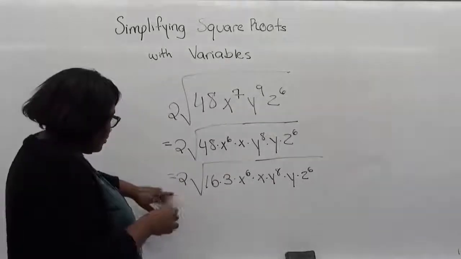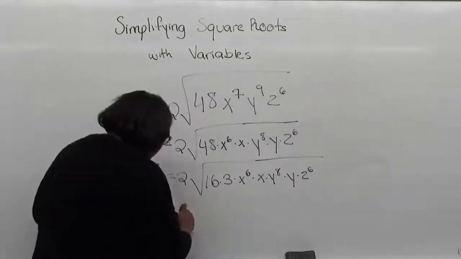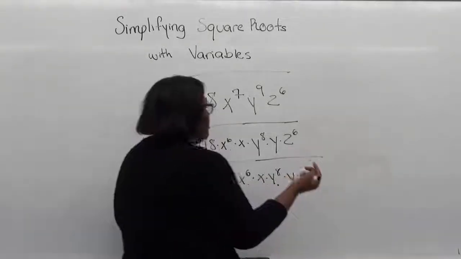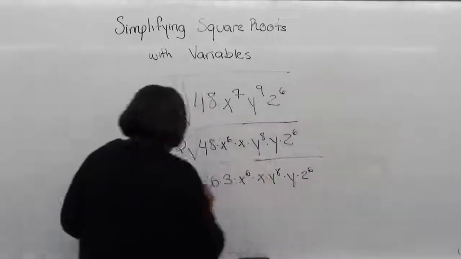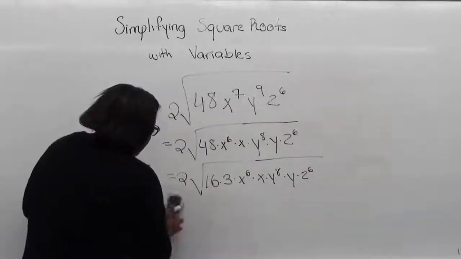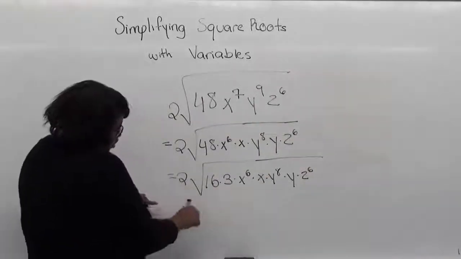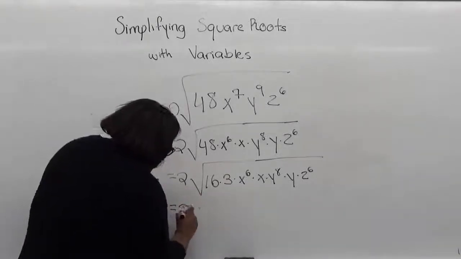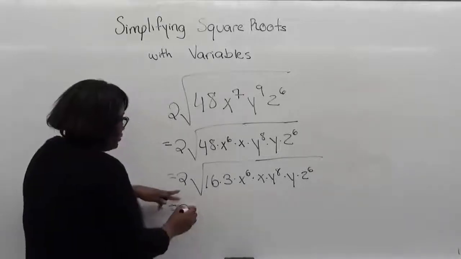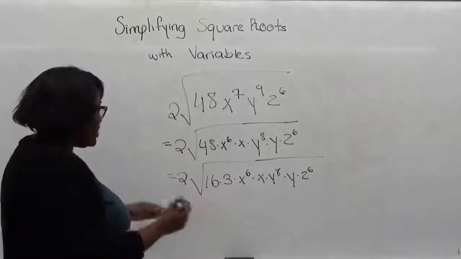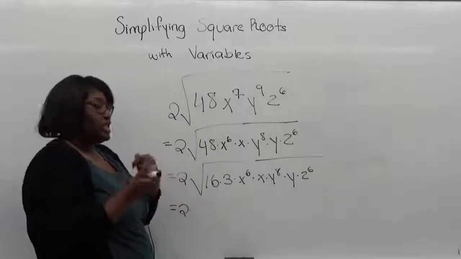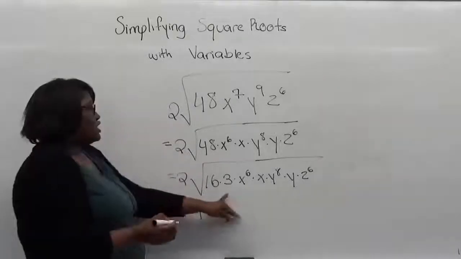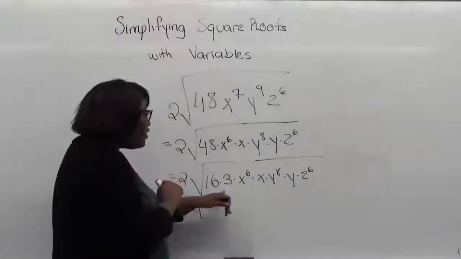Okay, so now that we've simplified everything, for our final answer here, we're going to take the square root of each term. So again, put back our 2 because it's outside the radical. So we're going to have 2 times the square root of 16, which we know is 4, because 4 times 4 gives you 16. So the square root of 16 is 4. We have the square root of 3, so that would be left under the radical.